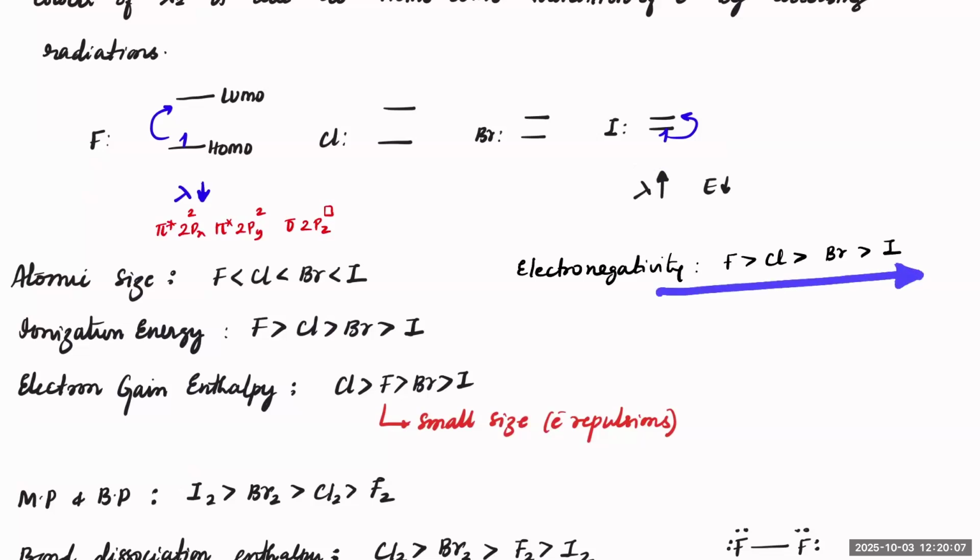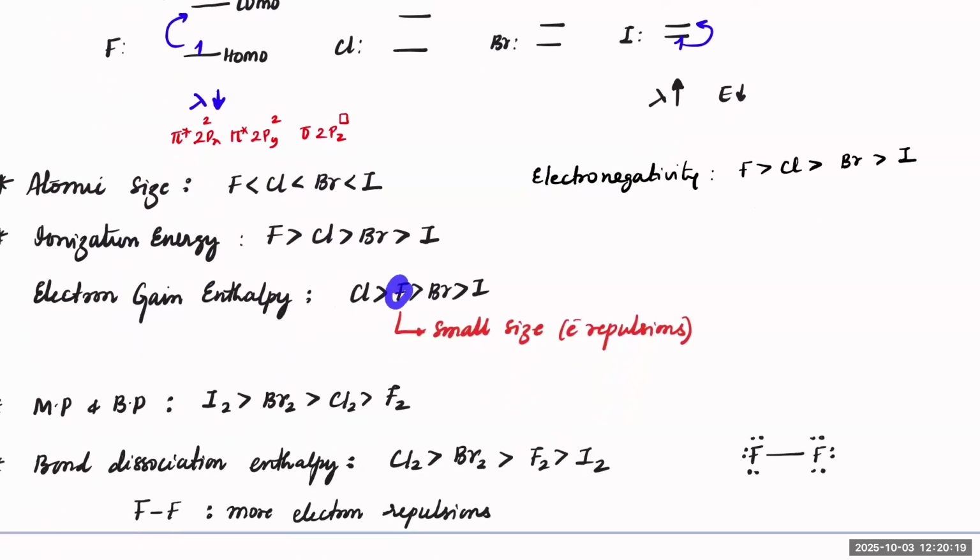Electronegativity is a regular trend going down the group. Size is a regular trend going down the group. Ionization enthalpy is a regular trend going down the group. The only difference is in electron gain enthalpy. Fluorine is expected to be the highest, but because of its very small size, adding an extra electron will only cause more repulsions in it. That's why instead of being the first, it is in the second position. So chlorine is more than fluorine, then bromine and iodine.